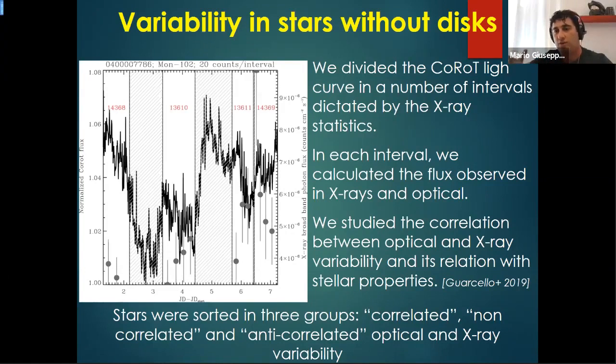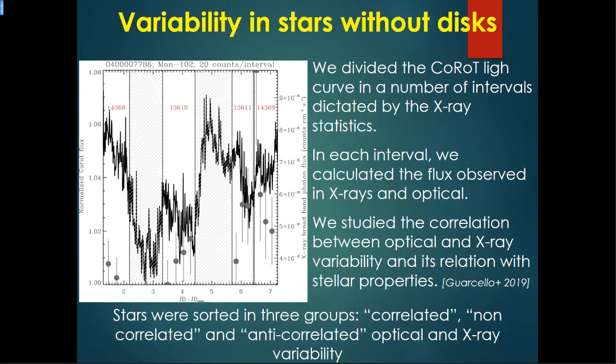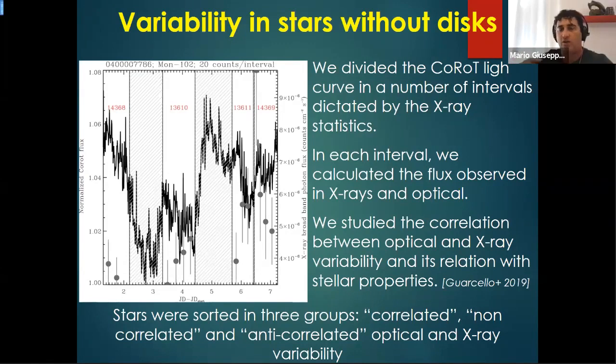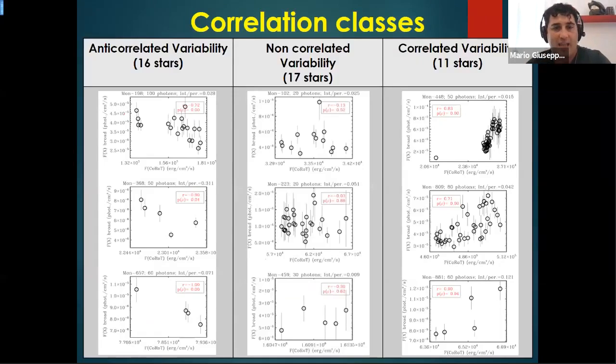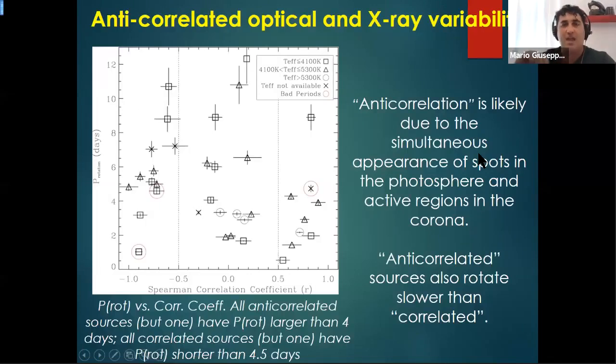And in this way, we sorted the stars without disk in three groups: those with a correlated variability, anti-correlated, and non-correlated. These are a few examples. For instance, in each of these plots, you have the X-ray flux and the optical flux. In this case, there is anti-correlation. In this case, there is correlation. But I want to go a bit fast here.